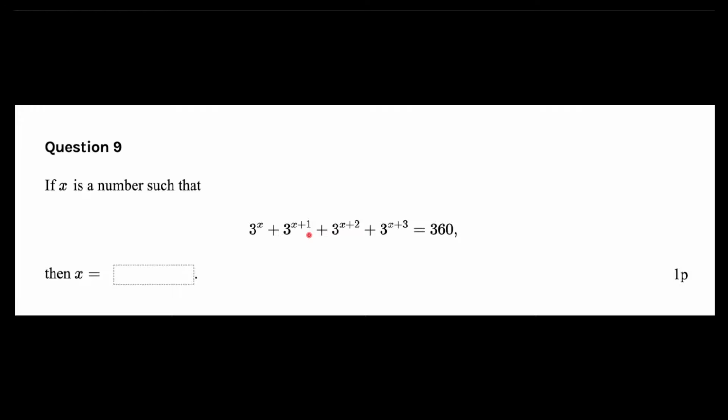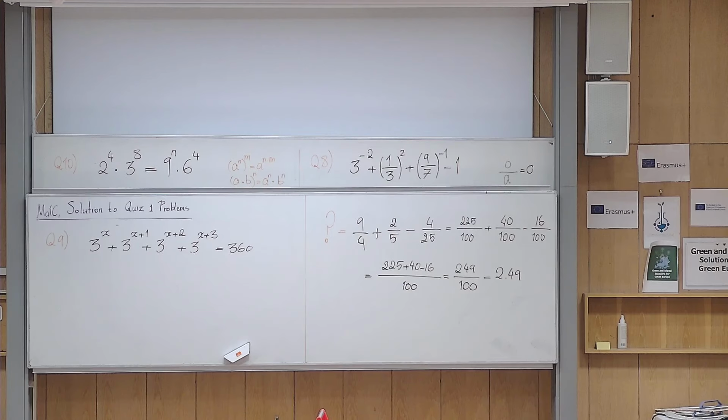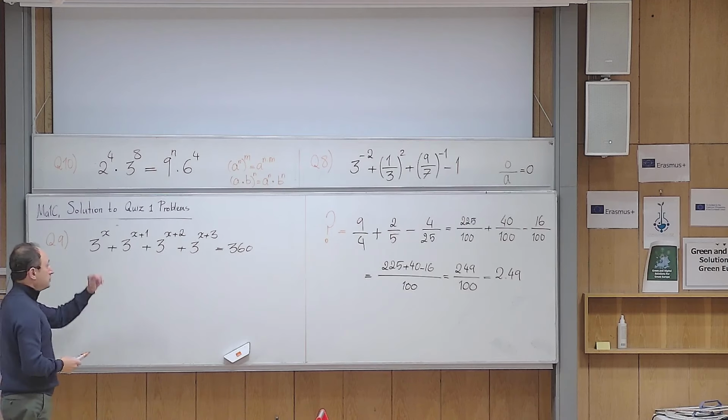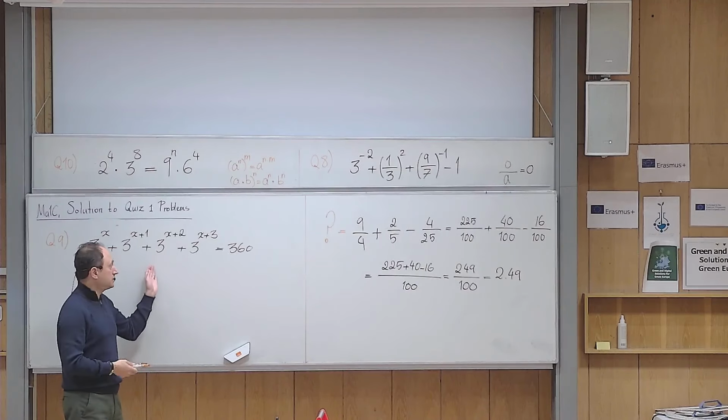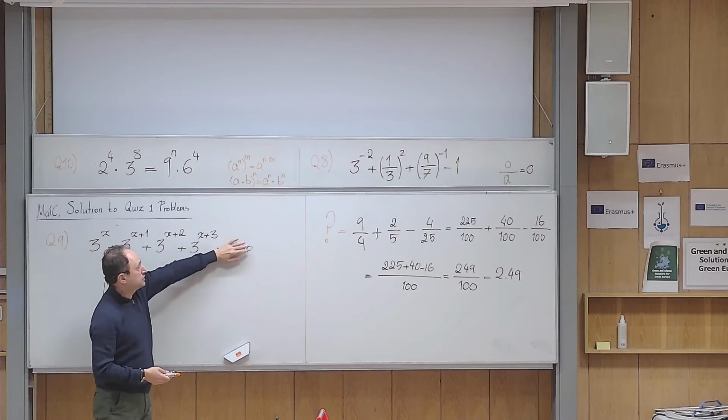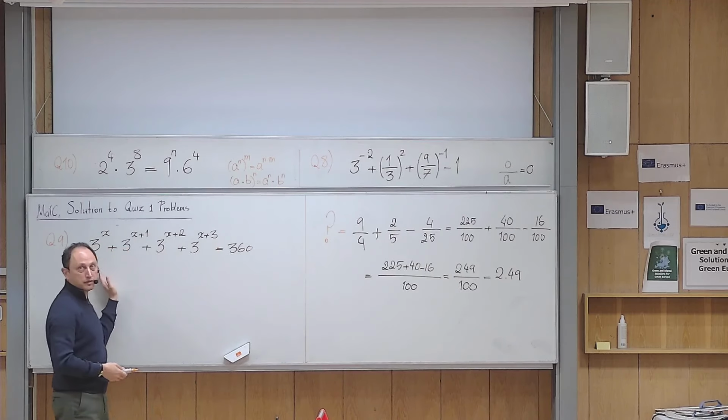Question number 9 is also an A-level question. If x is a number such that this happens, 3 to the x plus 3 to the x plus 1 plus 3 to the x plus 2 plus 3 to the x plus 3 is 360. We want to find the value of x and type it here. Okay, so let me write it on the board. Now if I want to solve this, of course, we had a lot of these kinds of problems during the lesson. We didn't have 360 on the right, but we learned how to simplify things here.